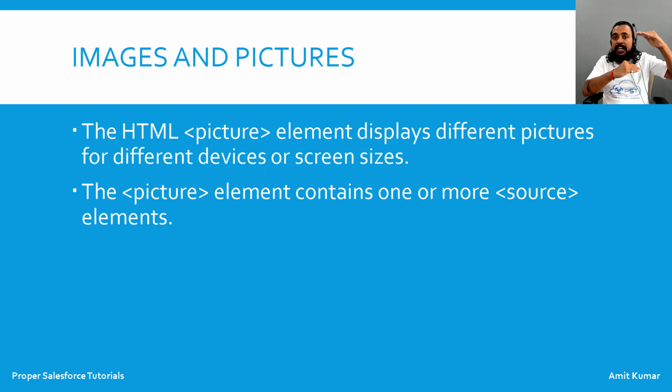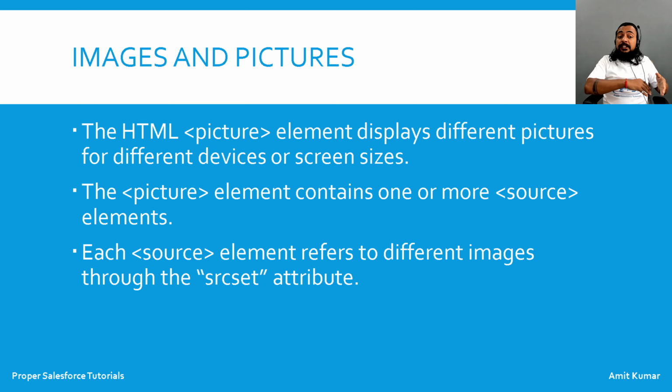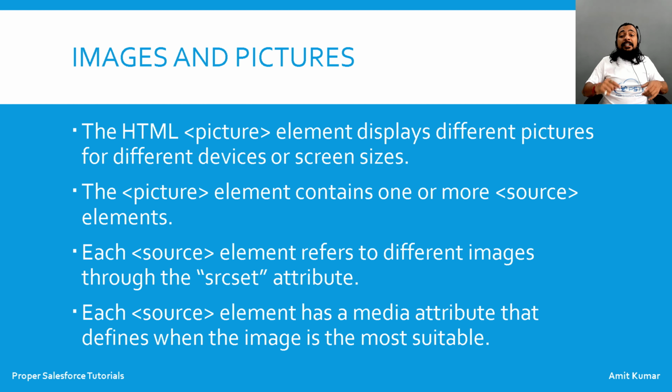Inside the picture element, you can have different source elements, where each source element refers to different images through the Srcset attribute. With the help of the Srcset attribute, the source element refers to different images. Each source element has a media attribute that defines when the image is most suitable. When we use the picture element in the practical session, you will understand how to use the source element, and how to specify the Srcset and the media attribute inside it.